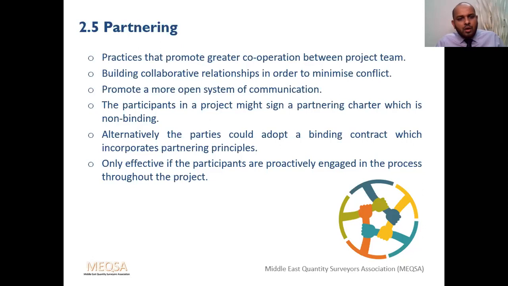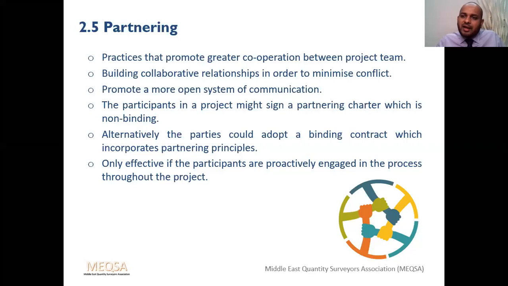Alternatively, the parties could adopt a binding contract which incorporates the partnering principles, which is normally what happens in practice. There will be a framework agreement for the partnering. Within that agreement, there will be some internal agreements. So some kind of one accountability will be there from that.